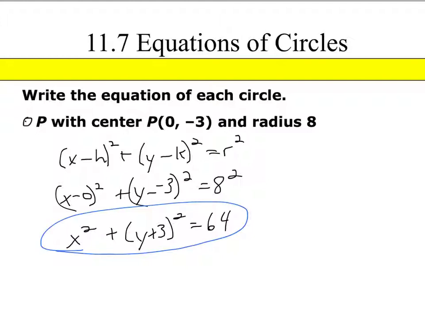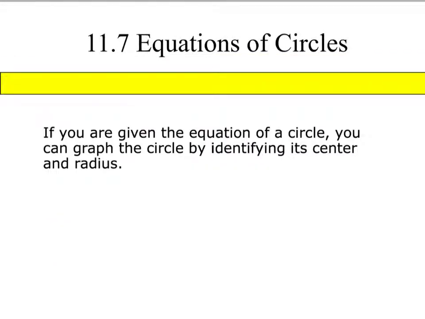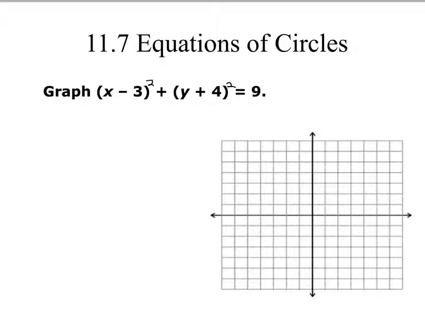All right? Sweet! Next. Now, I want you to write this down. You can write this down and pause, please. If you are given the equation of a circle, you can graph the circle by identifying its center and its radius. If you know its center and its radius, that will be easy to do. So we're going to solve one graph here. Look at this. I have (x - 3)² + (y + 4)² = 9.